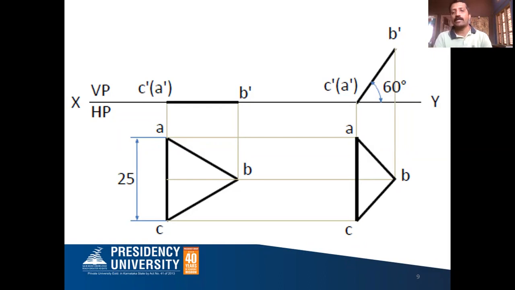So this is the apparent shape of the triangular lamina. So this completes your top view. That means till here the second position is completed. Okay. So the third position.